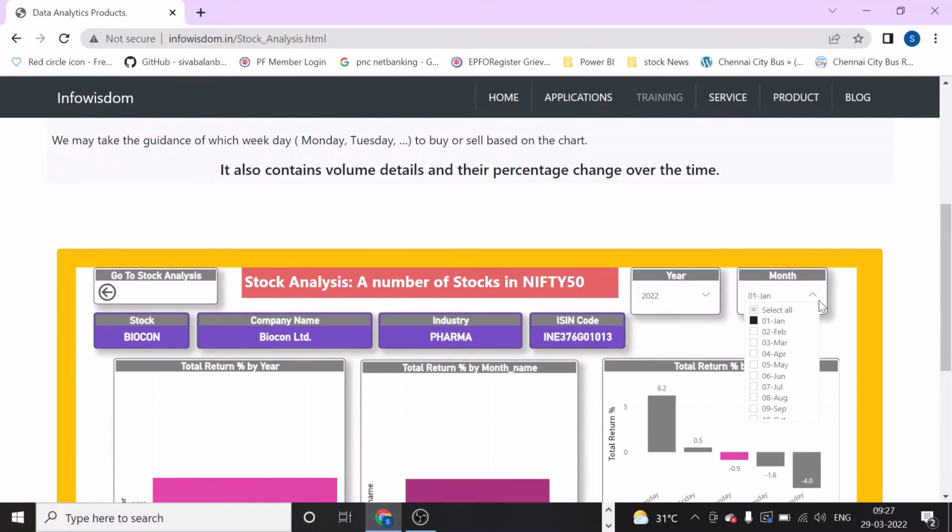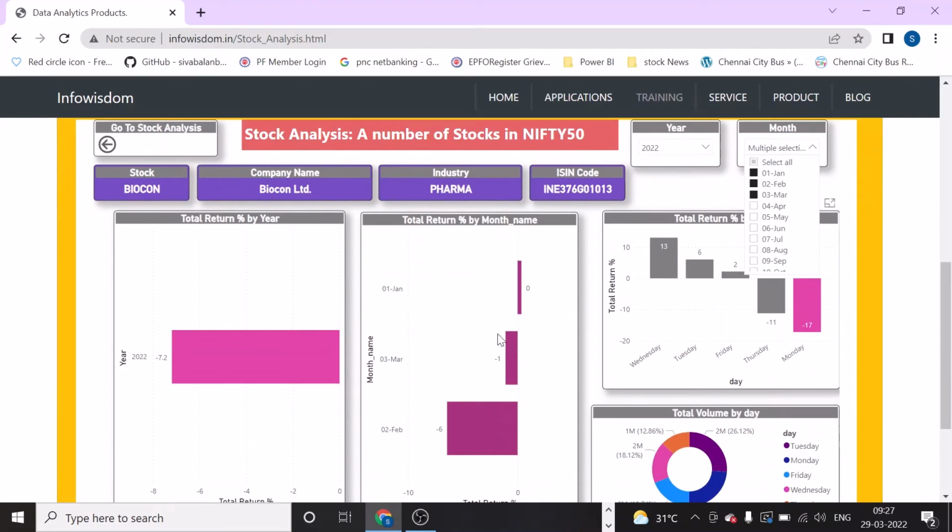If you are interested in more than 1 month instead of 1, 2 and 3, then you can compare different months here, that is what the percentage is. In February it is minus 6%, in March it is minus 1%, and in January there is almost no return, it is very minimal, I mean 0.35% you can get, like this you can get.